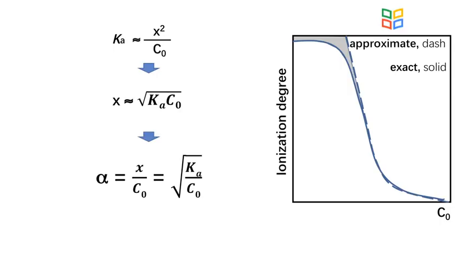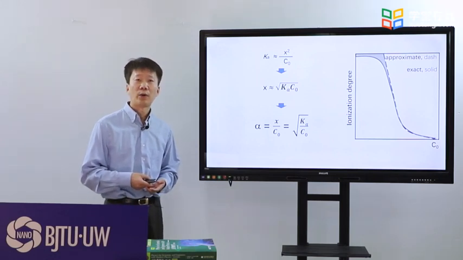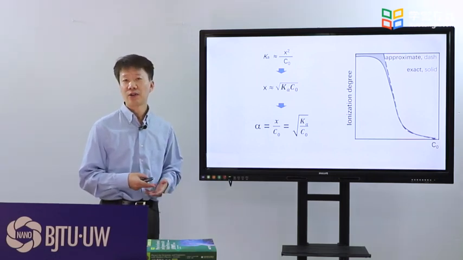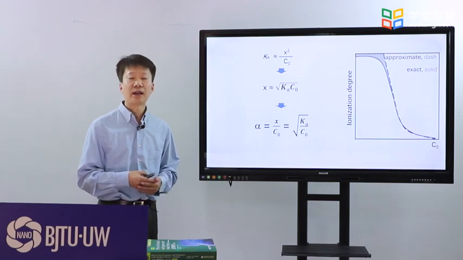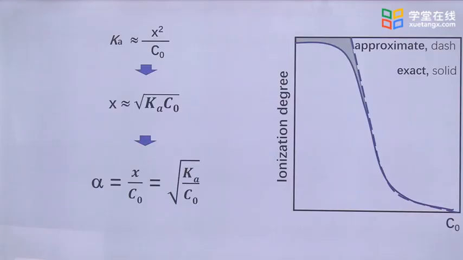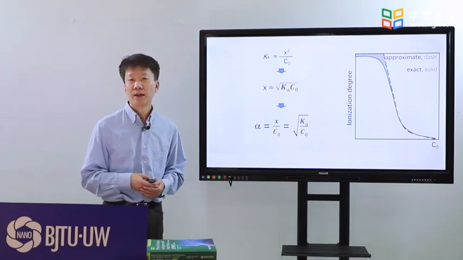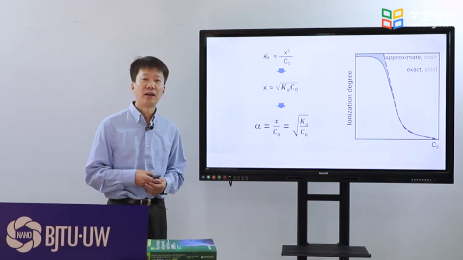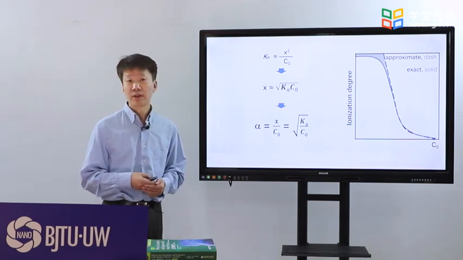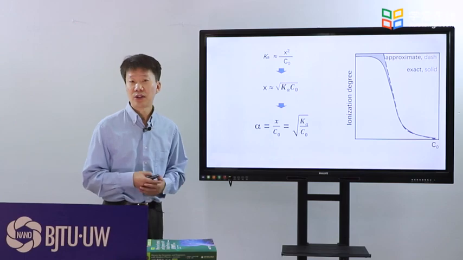This formula can be transformed to X equals square root of Ka times C0. One more step. We get the fraction of ionized acid by dividing X by C0. We have the relation between alpha and Ka over C0. From this formula, we may conclude that at constant Ka, the lower the concentration, the higher the ionization degree.